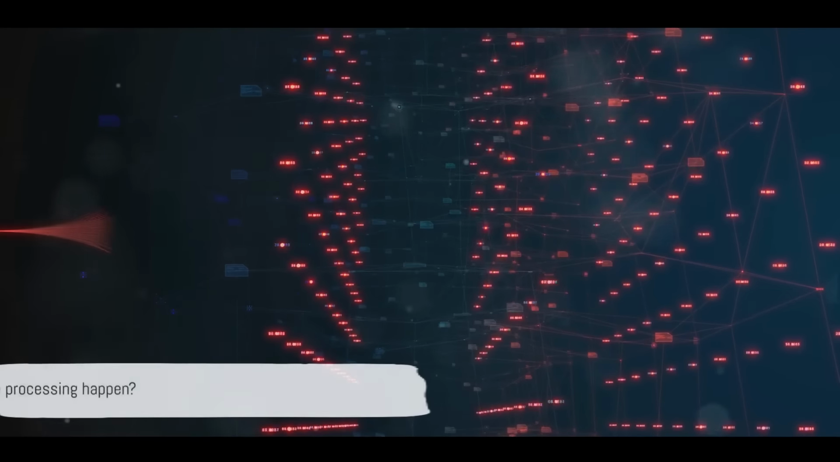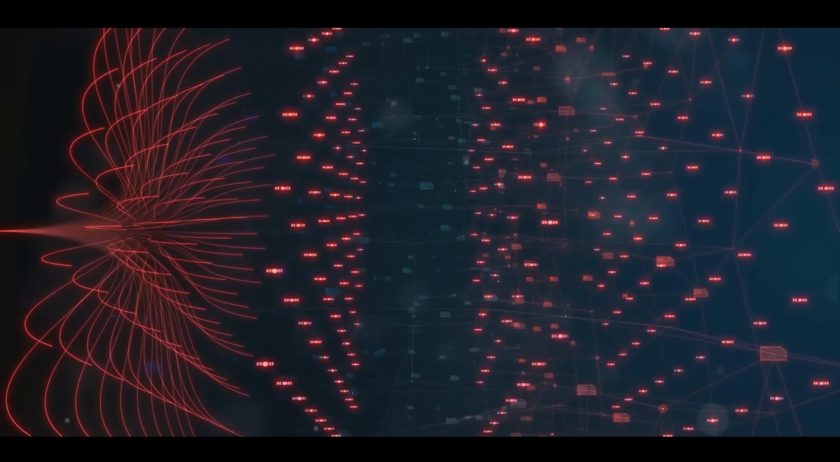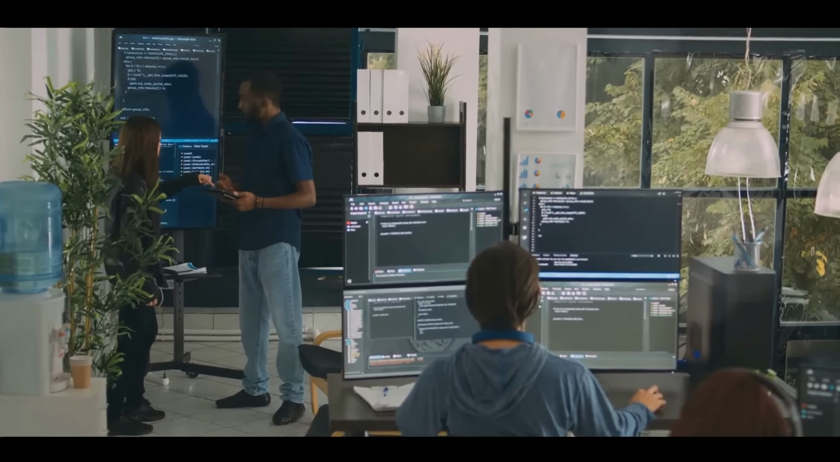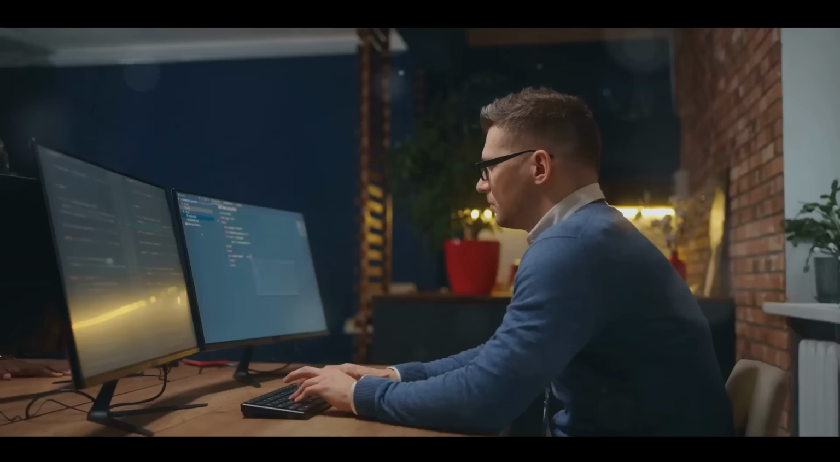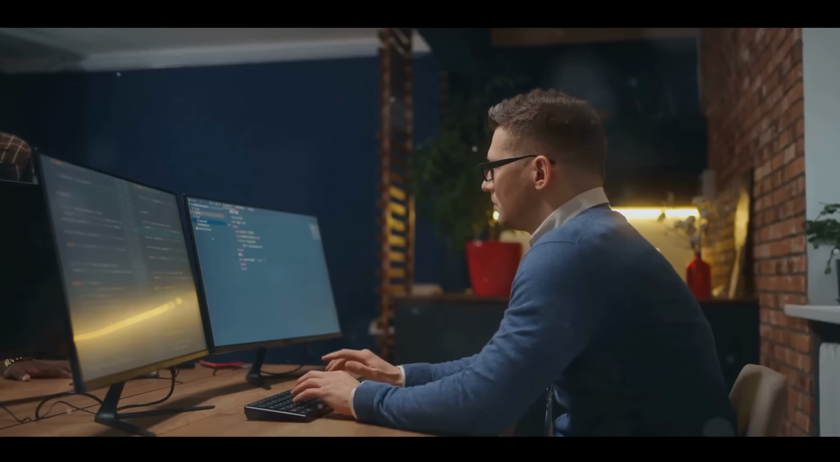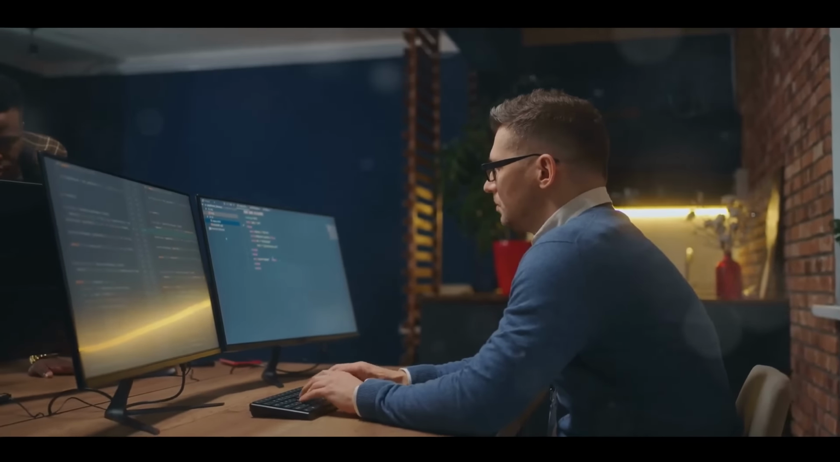Now, you might ask, how does this processing happen? It's all about weights and biases. Each node assigns a weight to its input, which shows the influence of the input on the output. Biases help to adjust the output along with the weighted sum of the input. The network learns by adjusting these weights and biases based on the error of the prediction it makes.